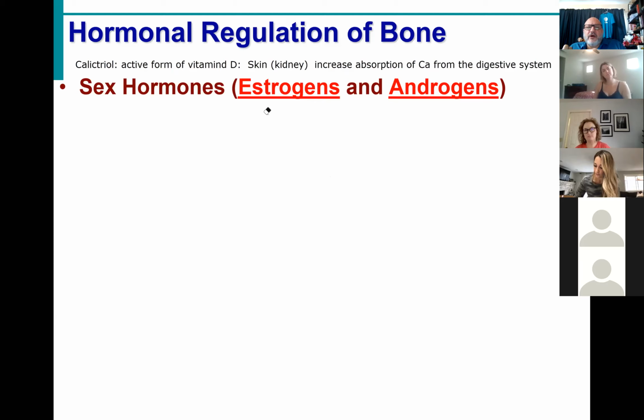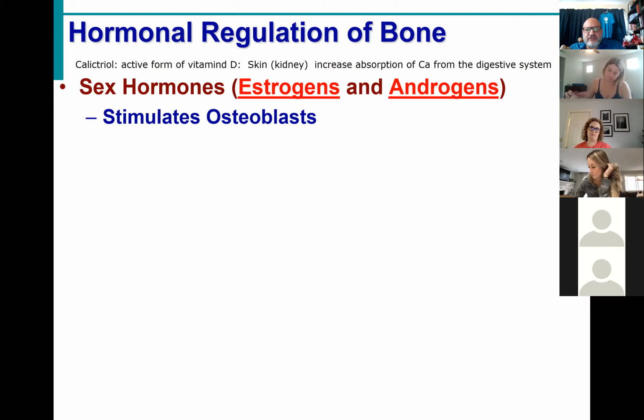So we talked about the sex hormones. The sex hormones, remember, as we talked about, the estrogens and the androgens, stimulate the osteoblasts. And remind me again, do they both stimulate them equally? No. Which one did it more? Which sex hormone affects the osteoblast? Androgens? Estrogen. Estrogens, yep. Estrogens have a bigger effect on the osteoblasts.